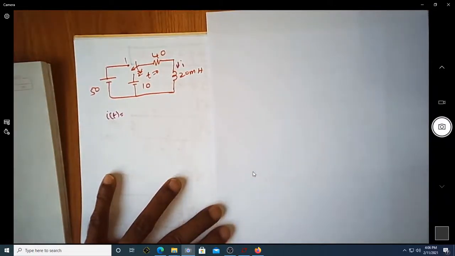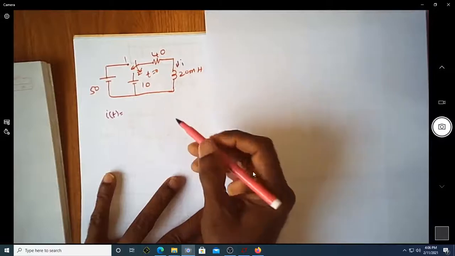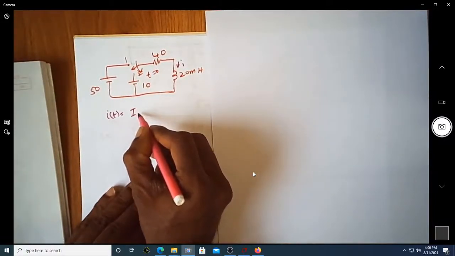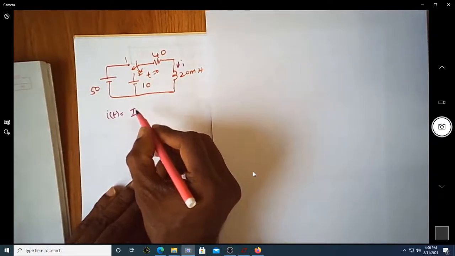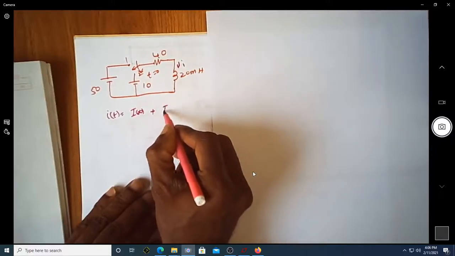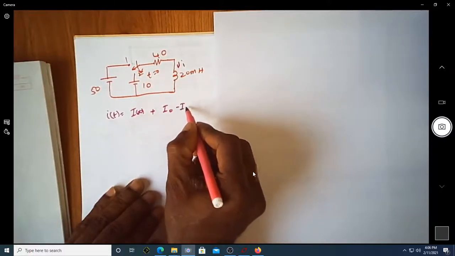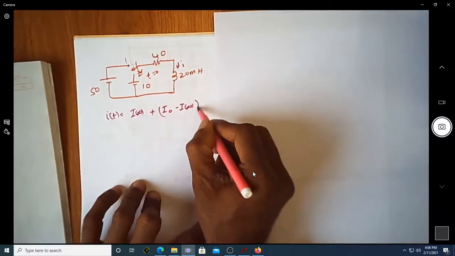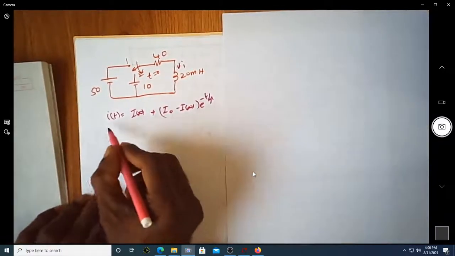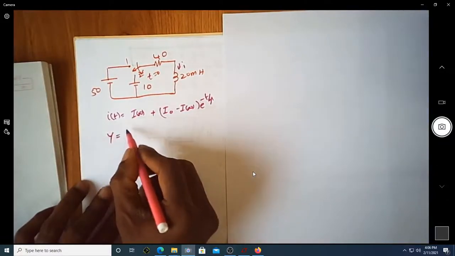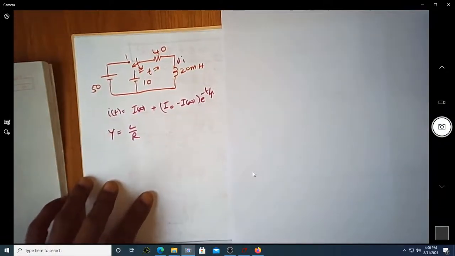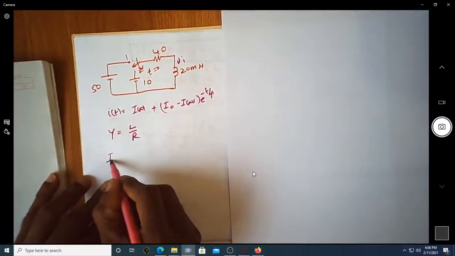We know that the current through this inductor at any point of time can be written as I infinity plus (I initial minus I infinity) times e power minus t by tau, where tau is the time constant, which is given by L by R. So first let us try to find out what is this I naught.